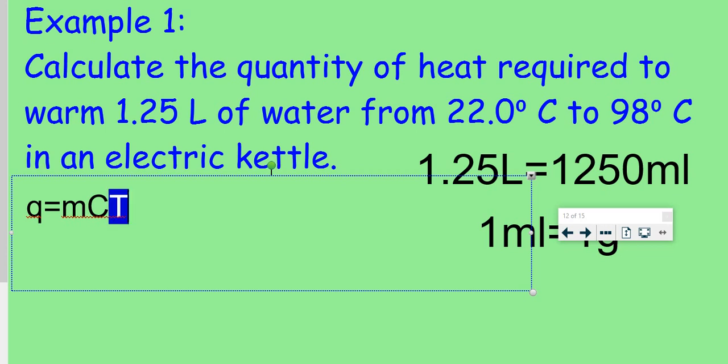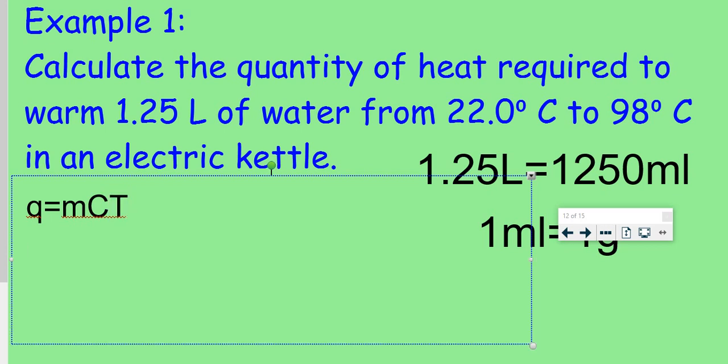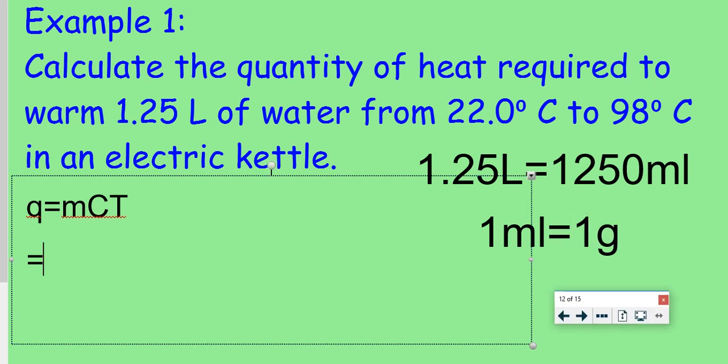So I'm going to leave this as T, but know that it should be delta T. And we'll start our calculation. So we know that Q, we're trying to figure out what Q is. We can figure out what the mass of water is, knowing the density of water is for every 1 milliliter of water, we get 1 gram of water.